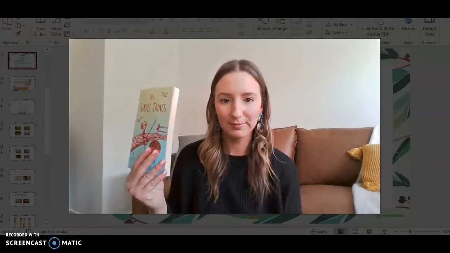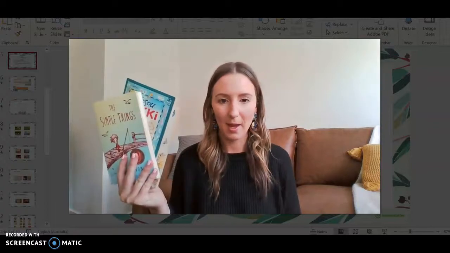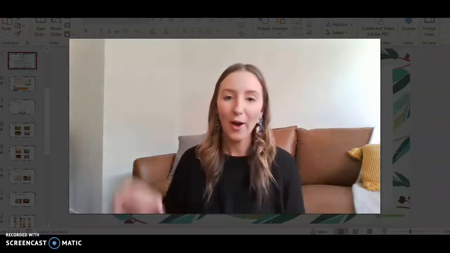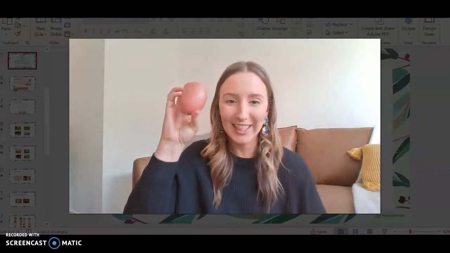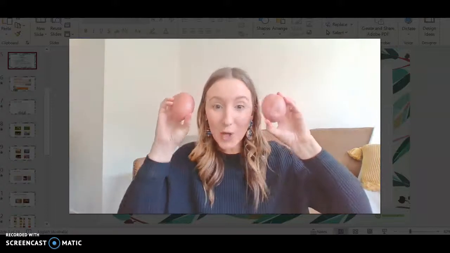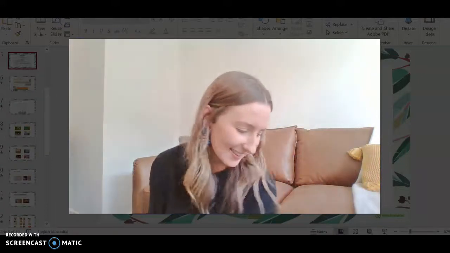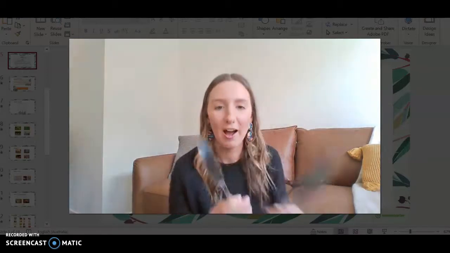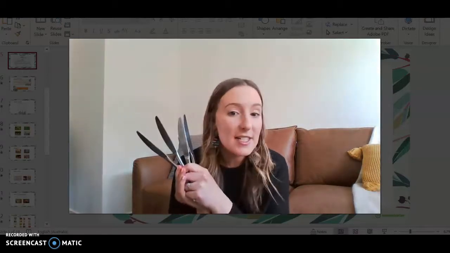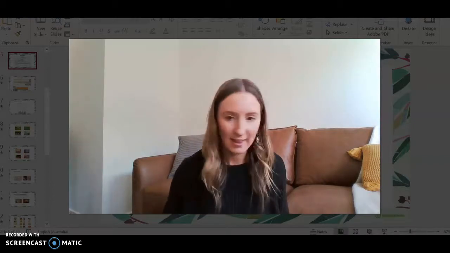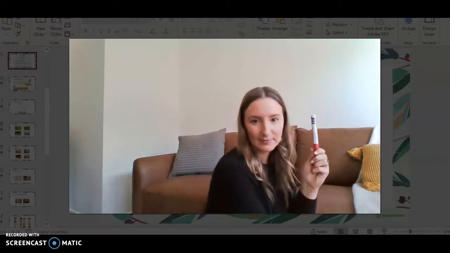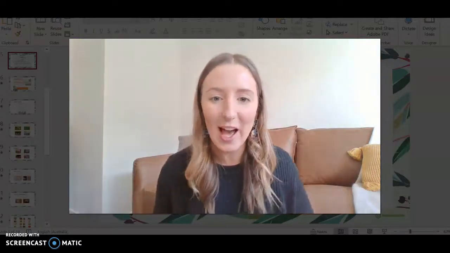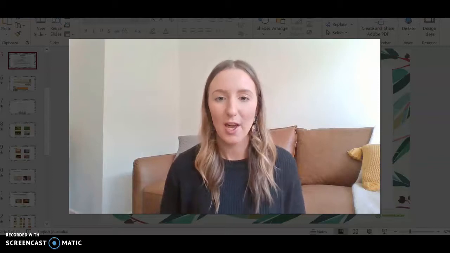One book. Multiple books. One potato. Two potatoes. One knife. Multiple knives. One texter. Multiple texters. Today we are looking at plural rules.